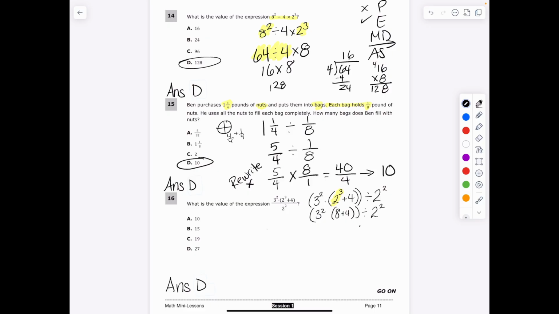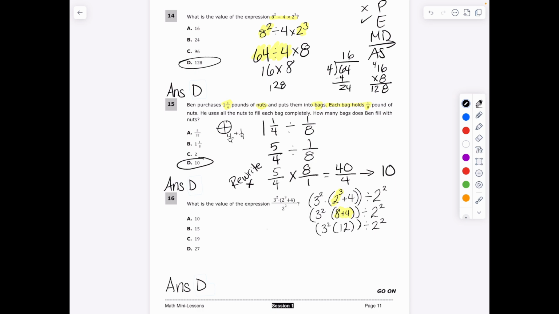So we have this in here. And now we'll do what's inside the parentheses. Again, 8 plus 4 is 12. So I have 3 to the second power times 12 and divided by 2 to the second.